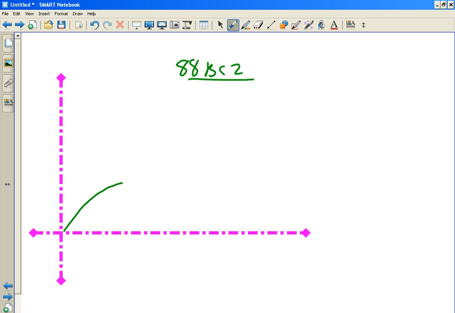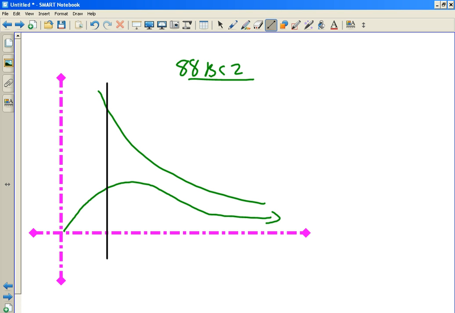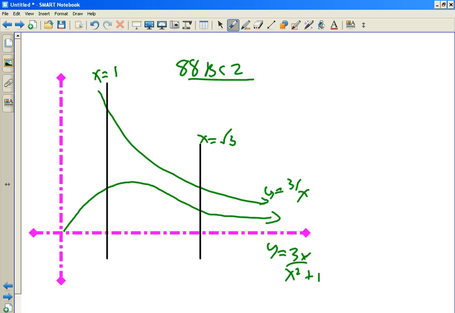Okay. So here is 3x over x squared plus 1. Here is 3 over x, right? I want the area from x equals 1, let's say that's this, and x equals rad 3, let's say that's that. Okay? So this is x equals 1, and this is x equals rad 3. This is y equals 3 over x, and this is y equals 3x over x squared plus 1. So how are you going to get the area in here?